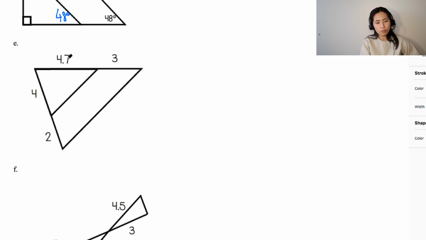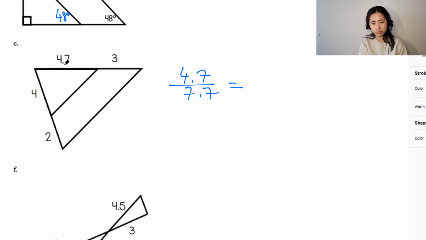So we have this 4.7 from the smaller triangle. That 4.7 is being compared with the whole side, from this point to this point. So it's the entire side. So 4.7 plus 3, that should be 7.7. So you're comparing this 4.7 with this whole thing. And because you're looking at the smaller triangle first, this is supposed to be 4, and in your denominator, that's supposed to be 6.